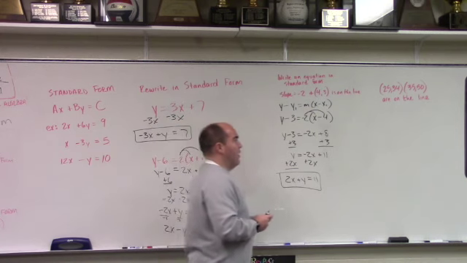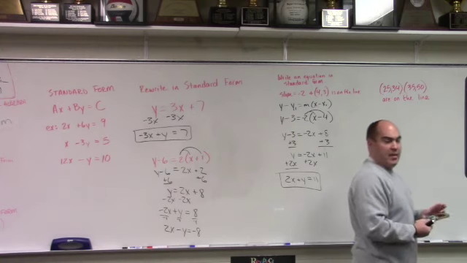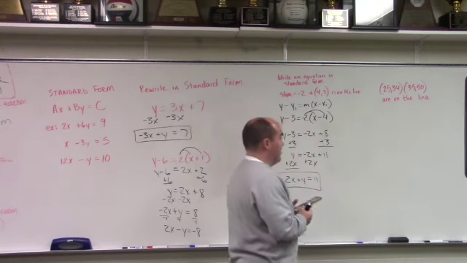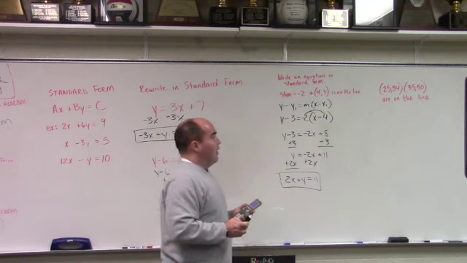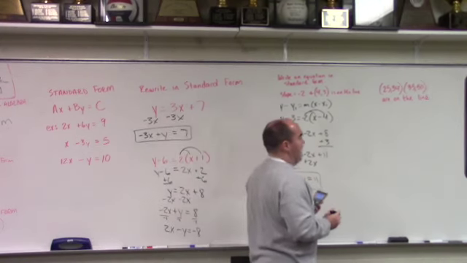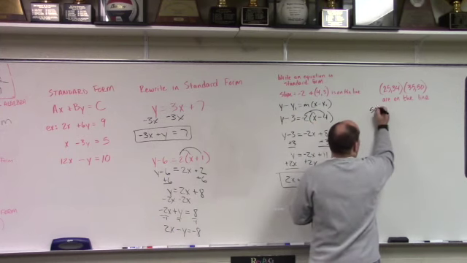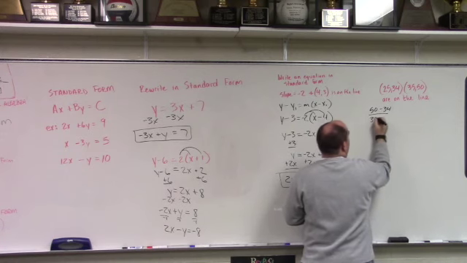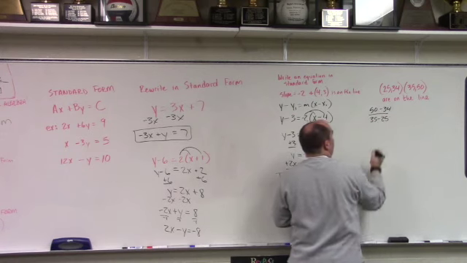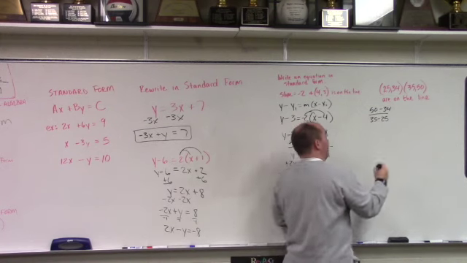Alright, now over here, if they give me two points, and they still want me to do the same thing, write the equation in standard form, the first thing I've got to do is find the slope, just like I did before. So I would say 50 minus 34, and I would say 35 minus 25. Remember, that's y minus y over x minus x. It's how I find the slope.